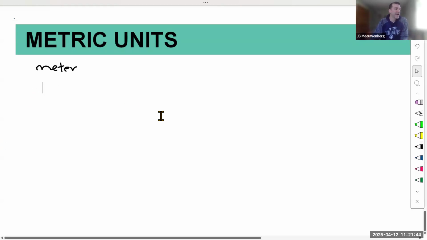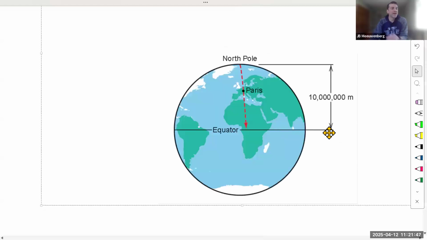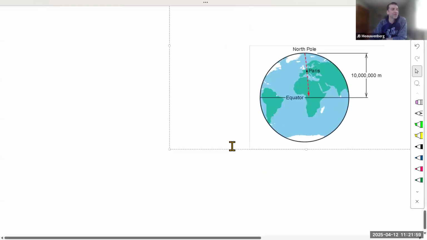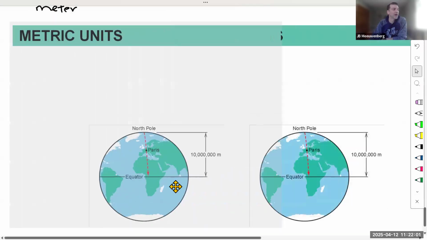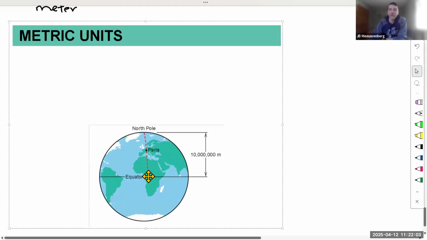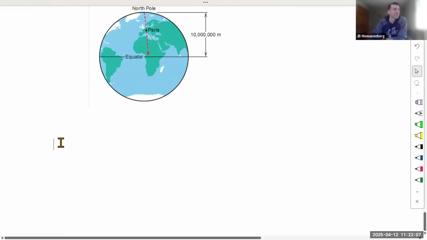I find this fact interesting. They measured the distance from the North Pole down to the equator, and they cut it up into 10 million parts. And that was the length of the meter. So again, the distance from the North Pole to the equator cut up into 10 million parts. That is the length of a meter. Or at least that's what it was. That's how it became standardized back then.